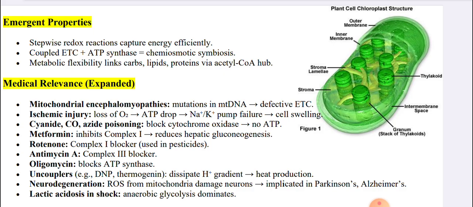And then there's oligomycin. It's interesting because it doesn't actually block electron flow down the ETC. Instead, it directly targets complex V, the ATP synthase. How does it block ATP synthase? It physically plugs the proton channel, the F0 part.